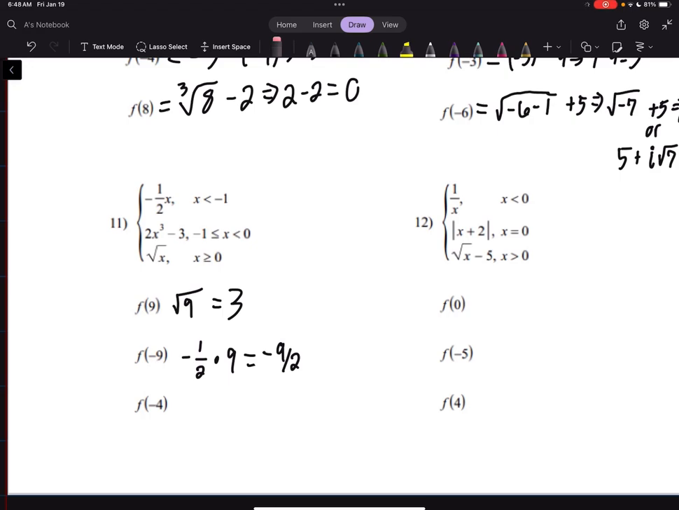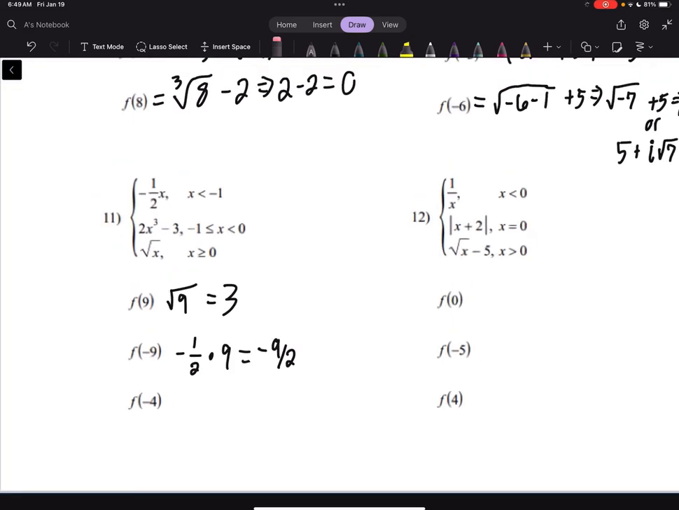Okay, last one. Negative 4. Negative 4 is less than negative 1. It's going to be in the first equation. Negative 1/2 times negative 4. That's going to be equal to negative 4 over negative 2, which is just 2.